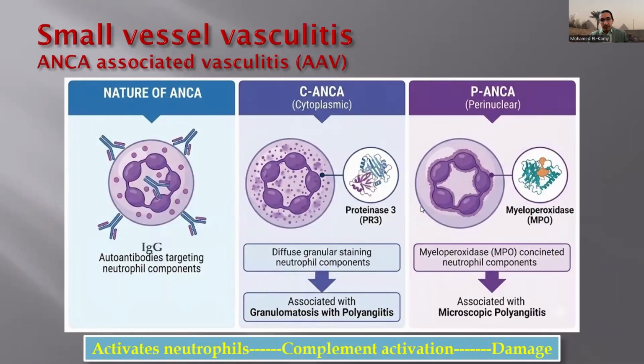The term ANCA refers to the presence of anti-neutrophil cytoplasmic antibodies, which are mostly of the IgG type. These antibodies target the proteinase 3 inside the neutrophil cytoplasm, and here they are called C-ANCA or anti-PR3 ANCA. Or they may also target the myeloperoxidase around the nucleus, and when they target the MPO, they are known as P-ANCA or anti-MPO ANCA. Both ANCAs are capable of activating the neutrophils with consequent complement activation and eventual tissue damage.